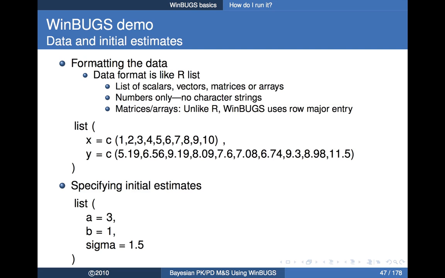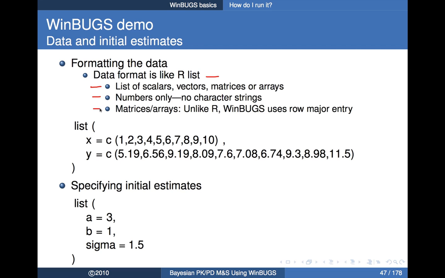First of all, the data format. The format is very much like an R list. That's essentially what it is. It's a list of scalars, vectors, matrices, or arrays. WinBugs only knows numbers. It does not understand character strings.